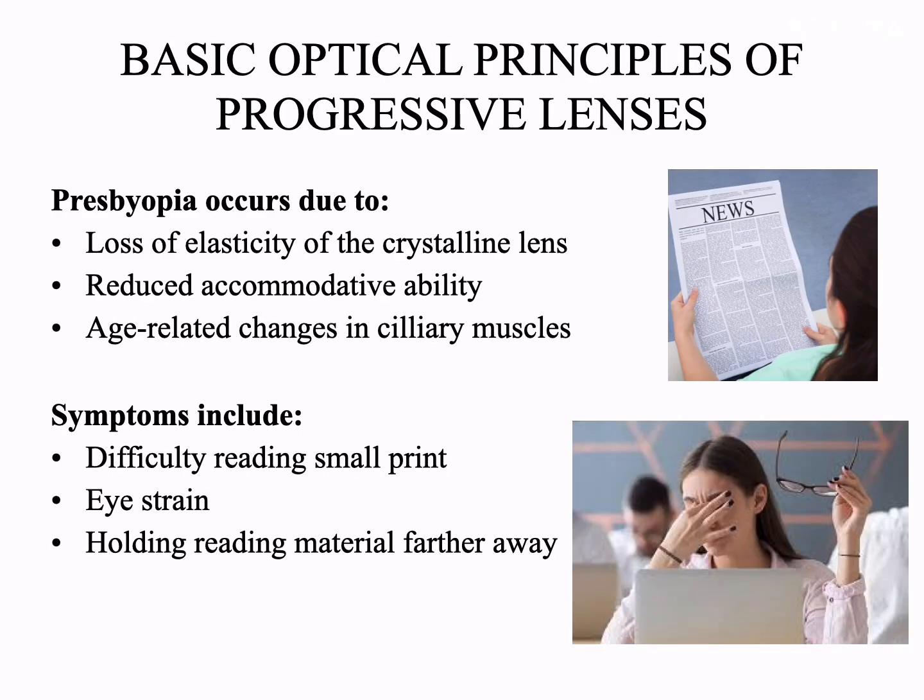Let's discuss the basic optical principle of progressive lenses. Presbyopia occurs due to loss of elasticity of the crystalline lens, reduced accommodative ability and age-related changes in the ciliary muscles. Symptoms include difficulty reading small print, eye strain and holding the reading material farther away. As we can see in the picture, if you increase the distance of the reading material, you tend to see clearly for some time while developing presbyopia.